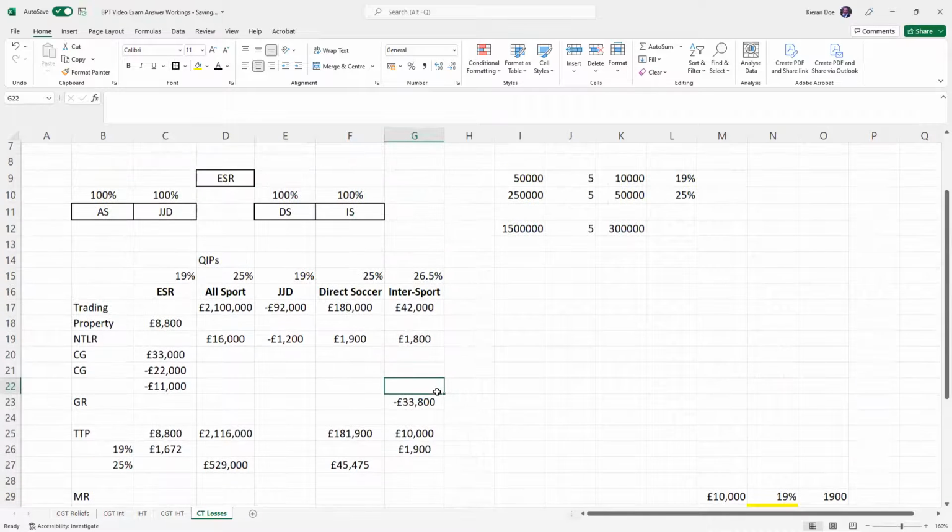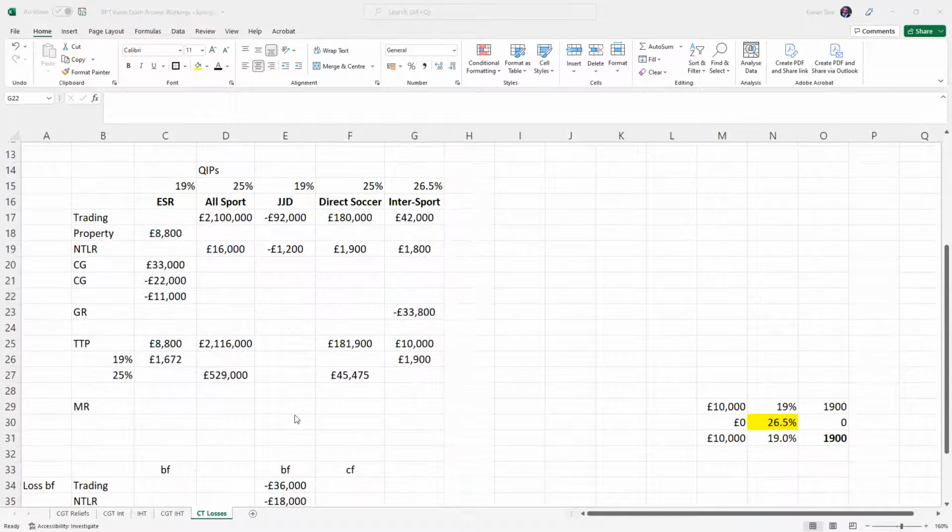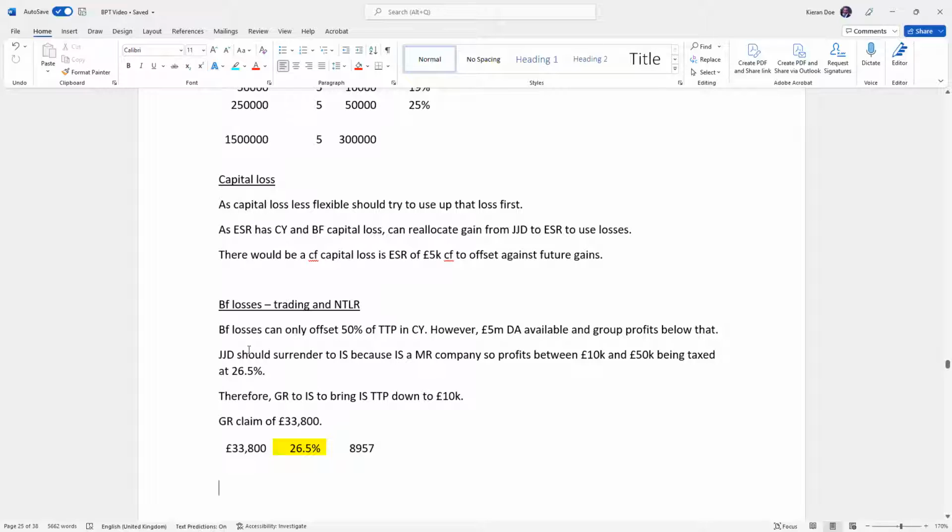But of course, you'd be saving tax there at the 25%. So we can see that there we've targeted the marginal relief company, and that's the best thing to do because it saves tax at the highest rate. So you just put here, this will save tax at 26.5% as follows. And that's the amount that's been saved as a result of that claim. So we've got that there.